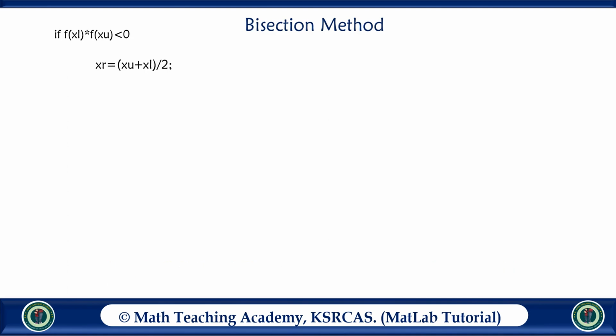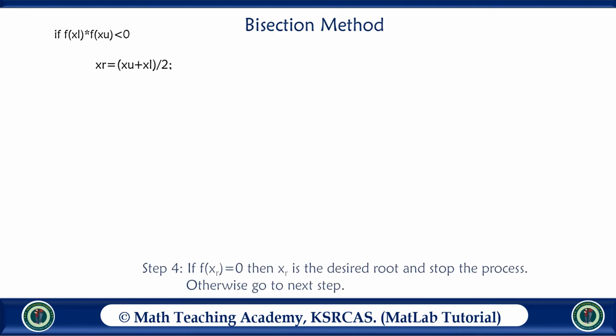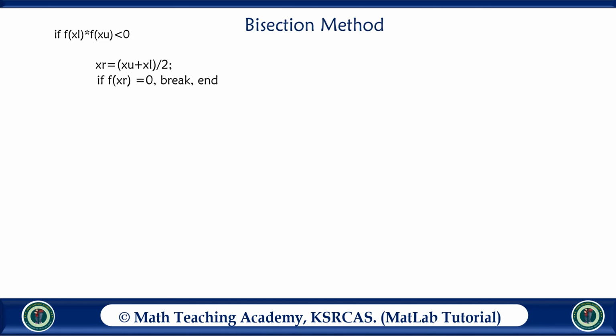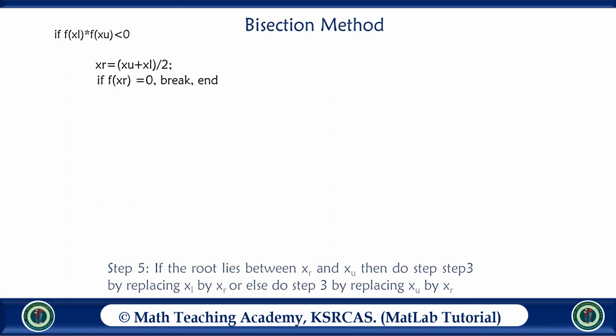If it is true, then what you have to do is find the first approximate root, that is obtained by the command xr is equal to xu plus xl by 2. Now check whether f of xr is 0. If f of xr is 0, then xr is the desired root and stop the process. Otherwise, we have to go to the next step. So this is achieved by the command if f of xr is equal to 0. If f of xr is equal to 0, then break end. The process is broken here.